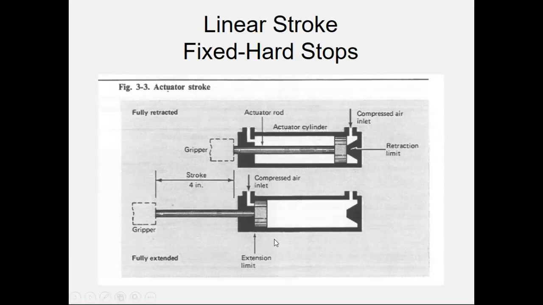And then it uses compressed air or a spring to push it back to its normal position. In this case, they're using compressed air. Fully extended means that the base is going to sit snug until it can't move anymore. And then the stroke is exactly how far it extends past itself.